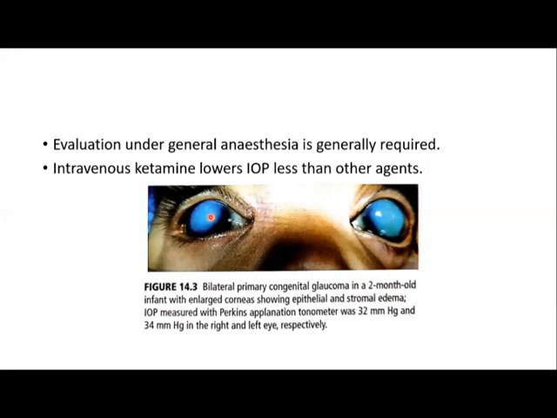What is the normal IOP in children? What is normal IOP in pediatrics? It's around 10 to 12, sir. Maybe up to 16. Ketamine increases IOP compared to other agents.